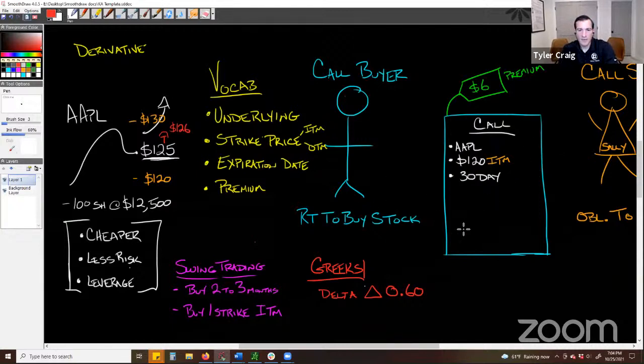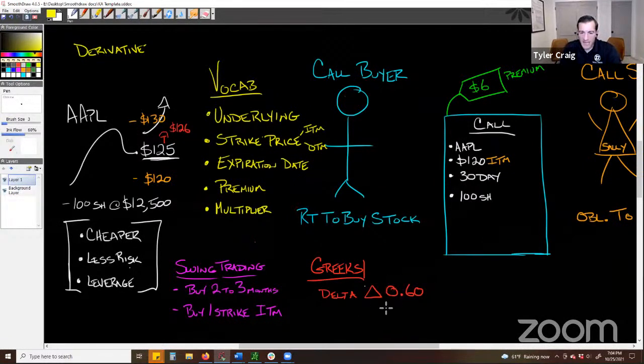What I should have said at the beginning of our conversation is, in this contract, I don't just have the right to buy 1 share of Apple at $120. The contract actually specifies that I can buy 100 shares of Apple at $120. That number 100, here's a new vocabulary term, that's the multiplier. By default, option contracts give you the right to purchase 100 shares of stock, not 50, not 1, not 20, but 100 shares.